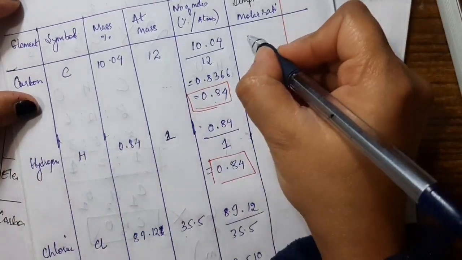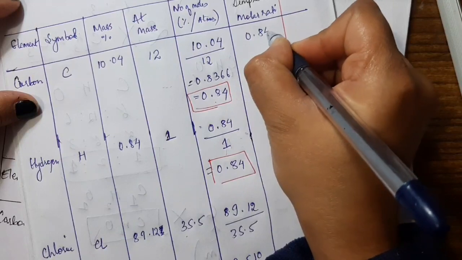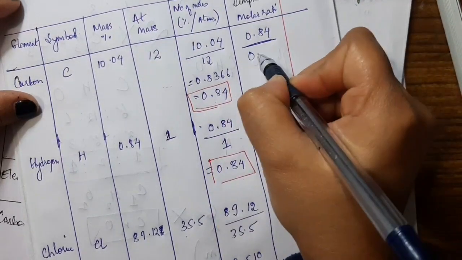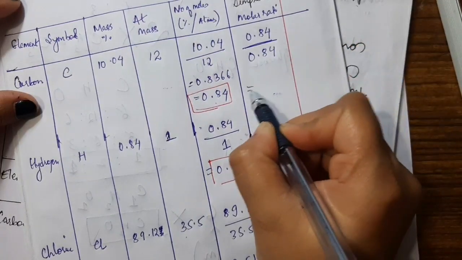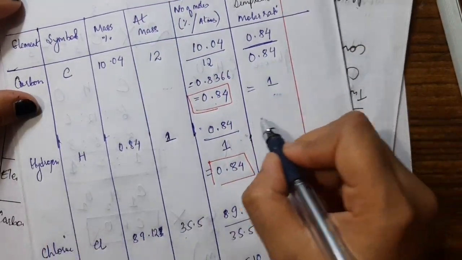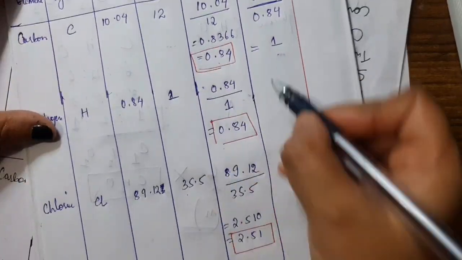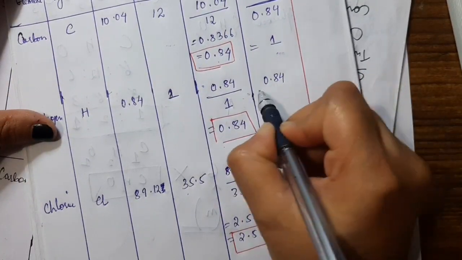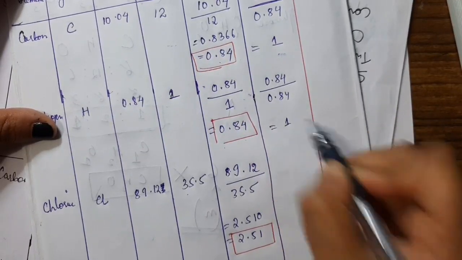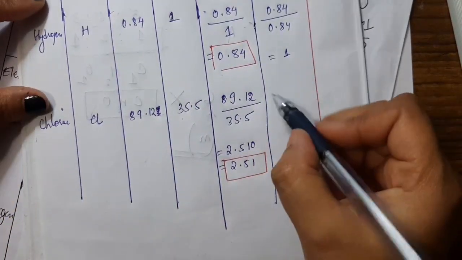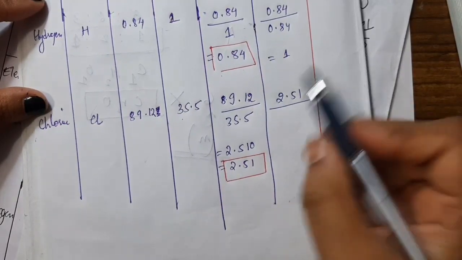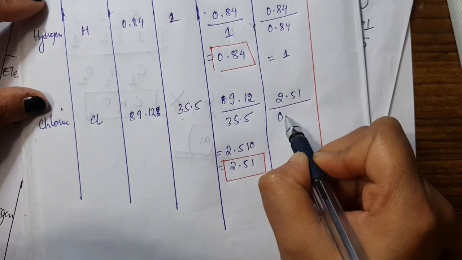For carbon, we have 0.84 divided by the smallest number, the same one, 0.84. And how much do we get out here? 1. For hydrogen, we have 0.84 divided by the smallest number, that is 0.84. Again 1. Then finally for chlorine, it is 2.51 divided by the smallest number, that is 0.84.